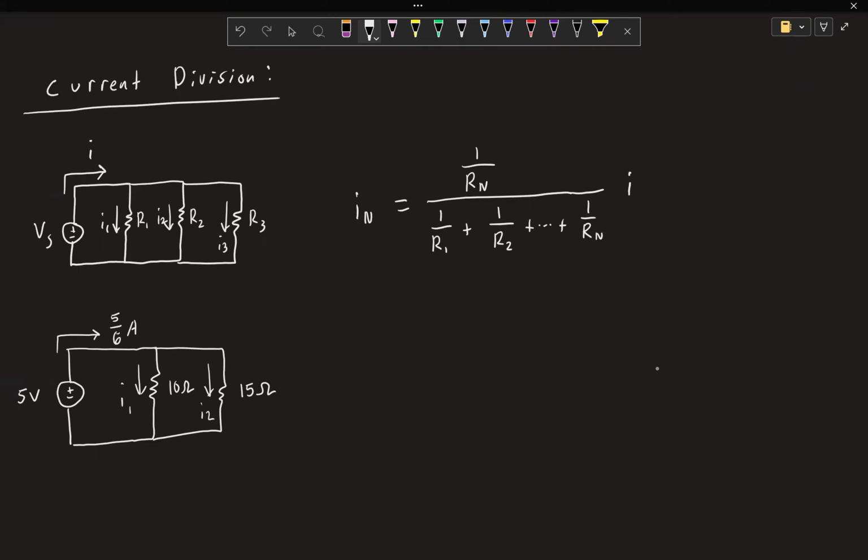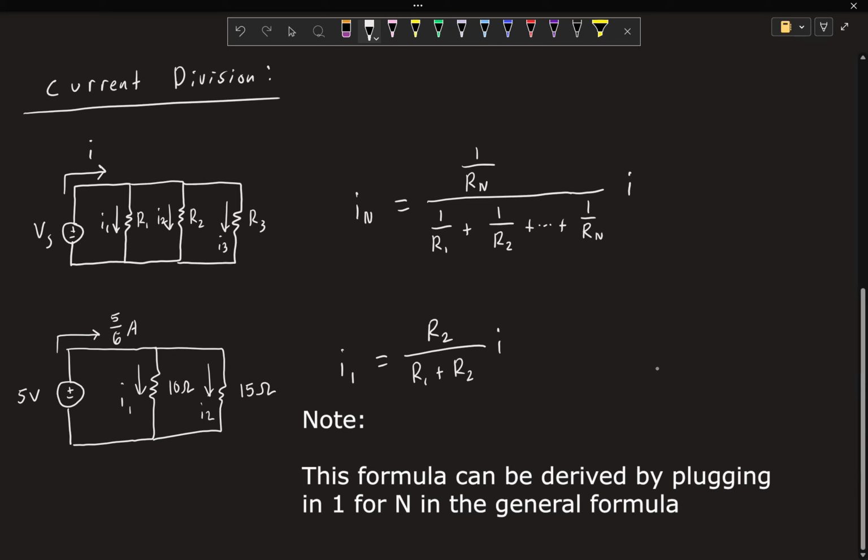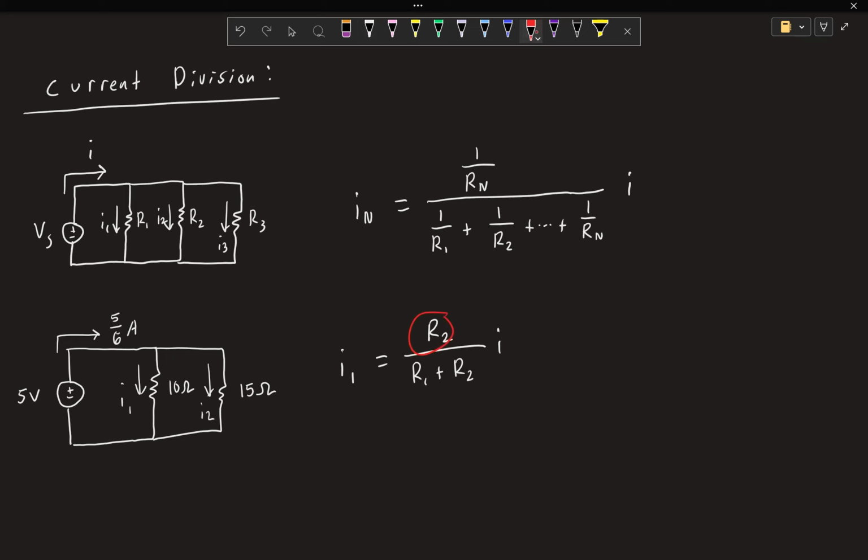Really, most of the time, you're going to be doing this current division with two resistors. So it can be easier to think of the formula as I1 equals R2 over R1 plus R2 times I. This is basically the same formula as the voltage division, except the resistor on top is the opposite one. We want the current at 1, so we're going to have the resistor at 2 in the numerator.